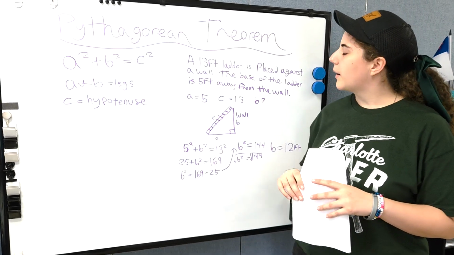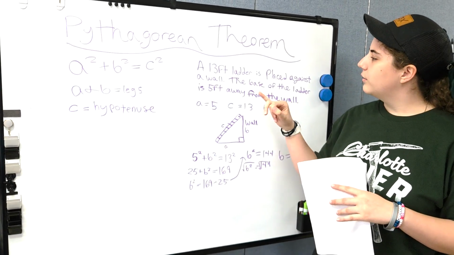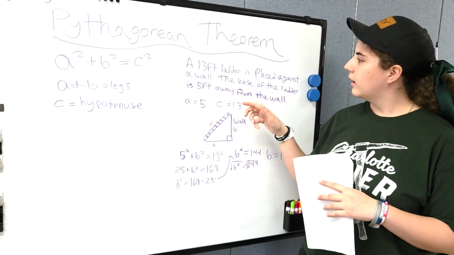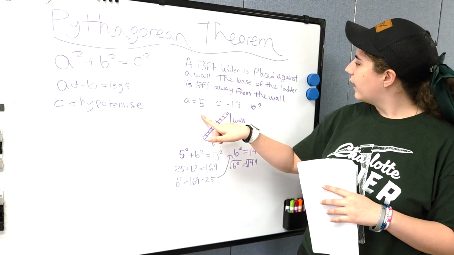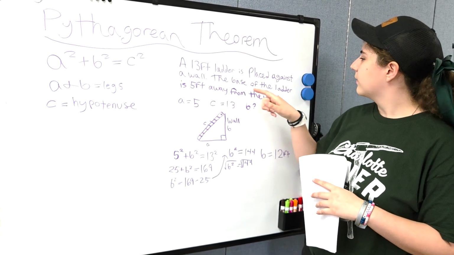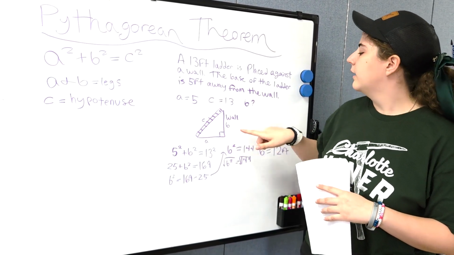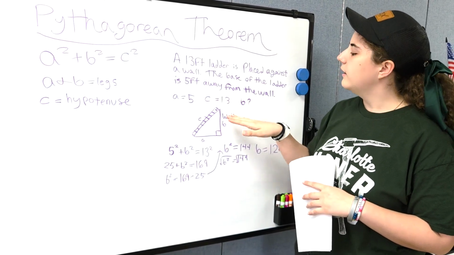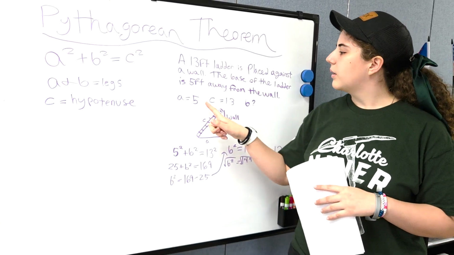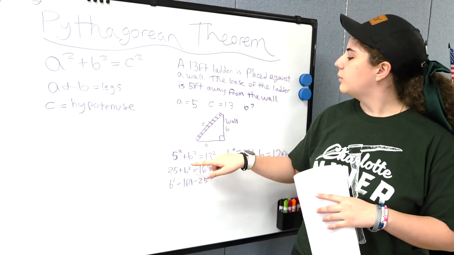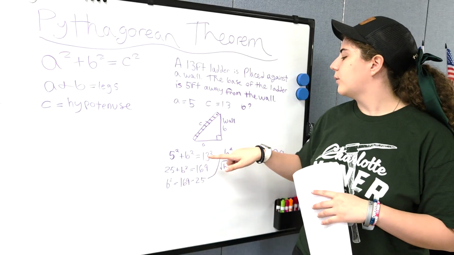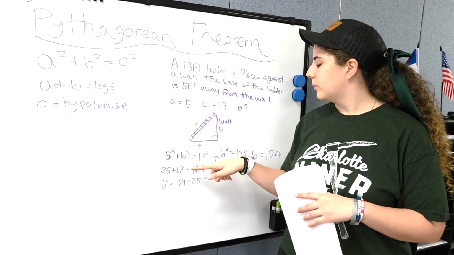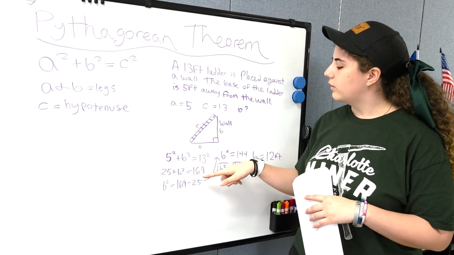So for today's problem, I'm going to be solving this word problem. A 13-foot ladder is placed against a wall. The base of the ladder is 5 feet away from the wall. So my a, one of my legs, is equal to 5 because it is placed 5 feet away from the wall, so it's the ground. We don't know what the wall height is, but we do know the hypotenuse, which is c, 13, so c is my ladder. So I plug in the 5 and I square it, and then we don't know what b is, but b is squared, and that's equal to 13 squared. 5 squared is 25 plus b squared, which is equal to 13 squared, which is 169.